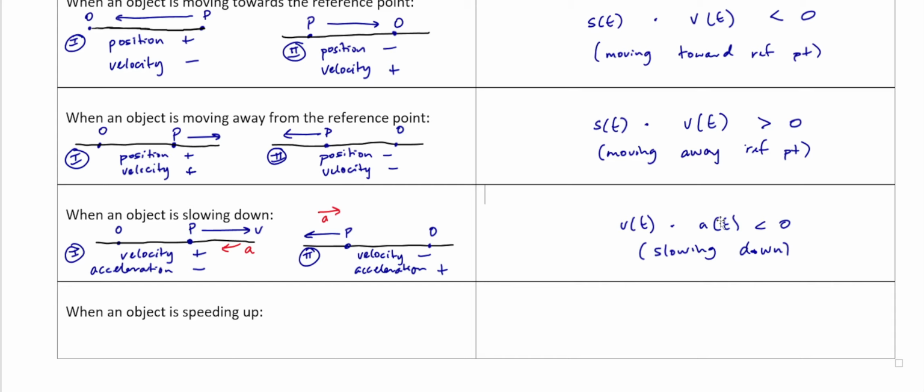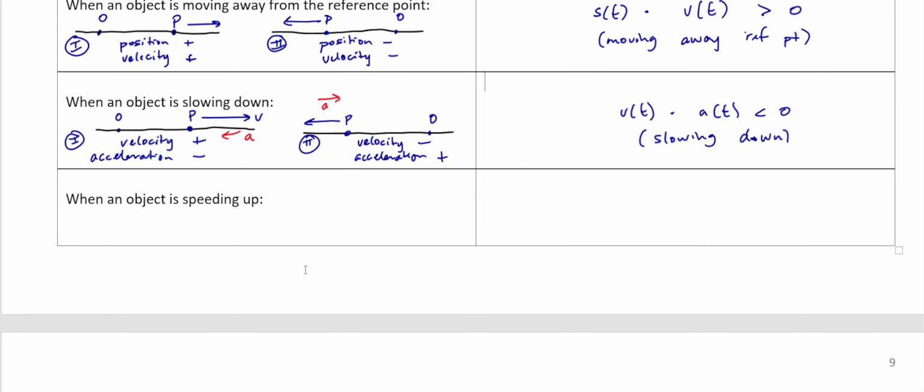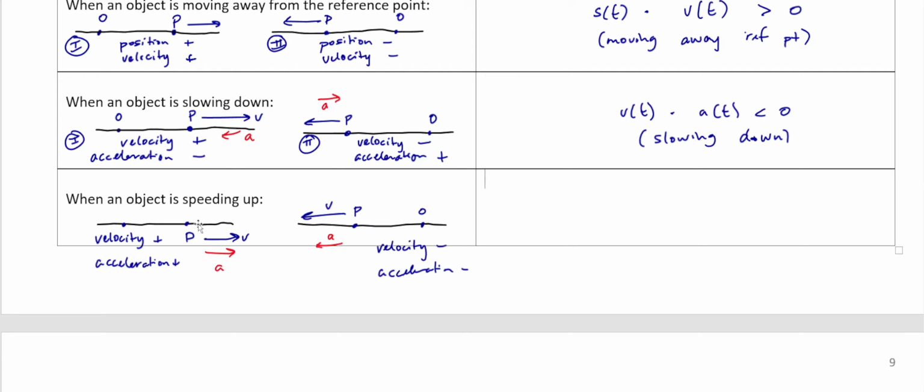Velocity times acceleration has to yield a negative number if the object is slowing down. All right, so what happens when an object is speeding up? Again, here I'll put up both diagrams at the same time, and then we can go to our conclusion pretty quickly. Okay, so if an object is speeding up, its velocity would be in one direction, and its acceleration has to be in the same direction if the object is speeding up.